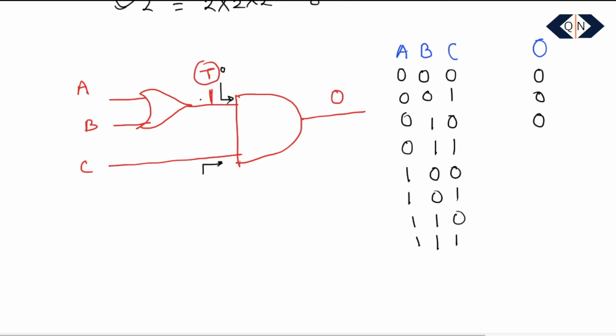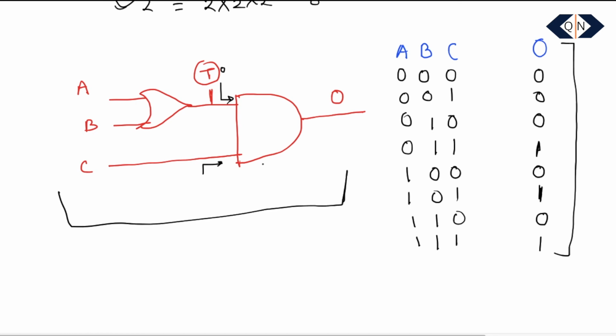If this is 0 and this is 1, then T will be 1, and since C is also 1, both are 1, so we get 1. If A is 1, then we will get T as 1, but since C is 0, we will get 0. So from here we can say that anywhere C is 0, we will get 0. Now if A is 1, B is 0, T will be 1 and C is 1, so the final output will be 1. If all 3 are 1, we will automatically get 1. So this is the truth table for the possible combination of OR and AND gate.